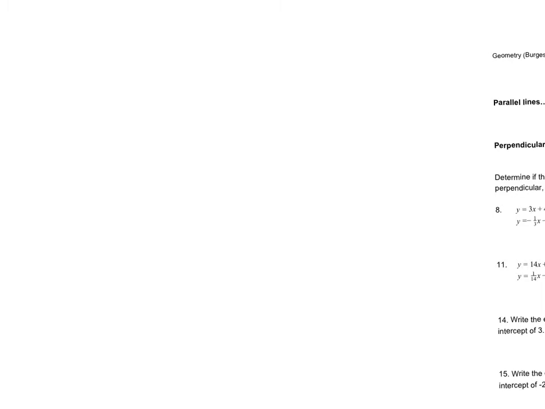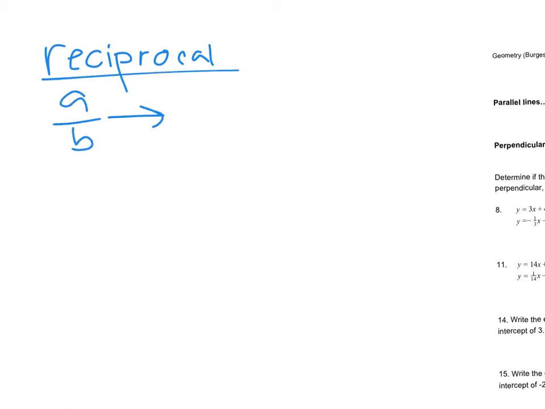Now, do you remember hearing the word reciprocal in algebra? Do you know what a reciprocal is? Upside down, okay, yeah. So when we take the reciprocal, okay. So for example, if I have A over B, the reciprocal of A over B is B over A, right? So I'm going to take that fraction and I'm going to flip it. So just for example, if I have 3 over 4, reciprocal of 3 over 4 is 4 over 3, right?